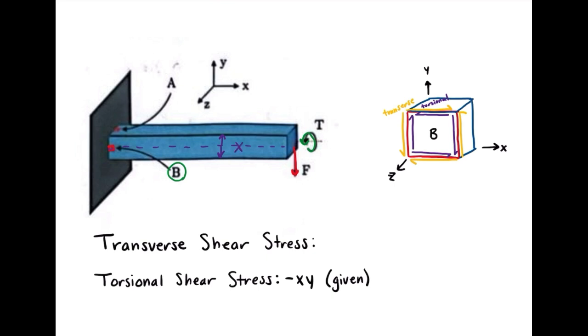Element B does, however, experience transverse shear stress in the positive xy direction due to the vertical shear force component. This is a result of the shear flow due to the load at the free end. Additionally, torsional shear stress impacts this element in the negative xy direction, which was given. It opposes the twisting motion imposed by the torque.